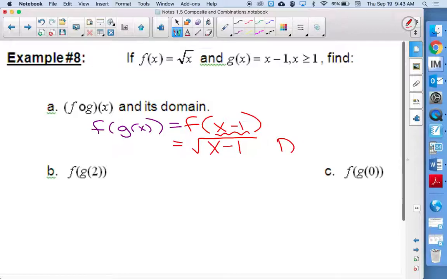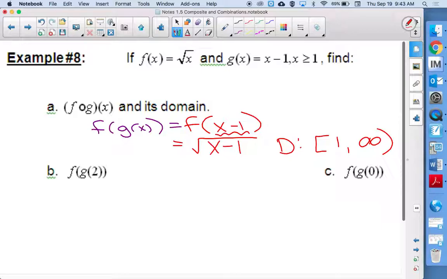What's that domain? So we have a square root. Square root can't be negative, so greater than or equal to 0. Emma, what's that domain? Right. So its domain would be 1 to positive infinity.